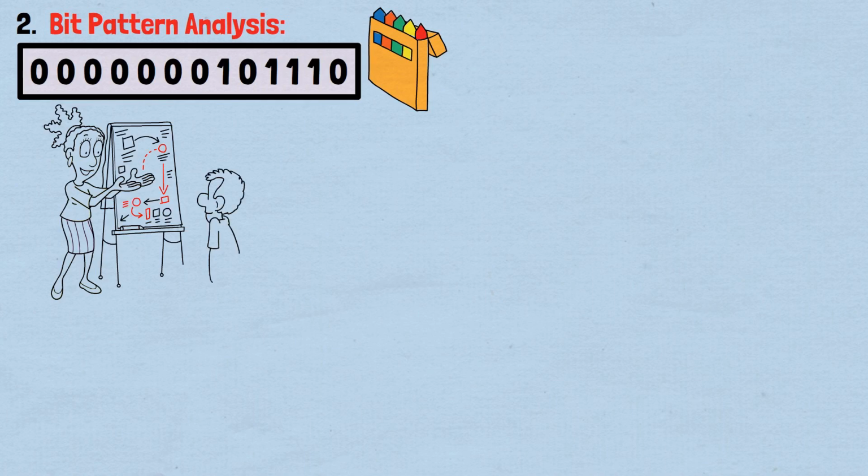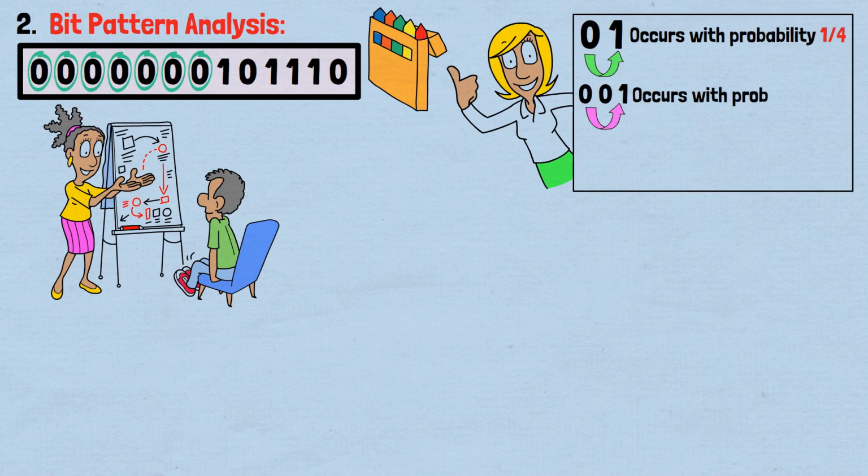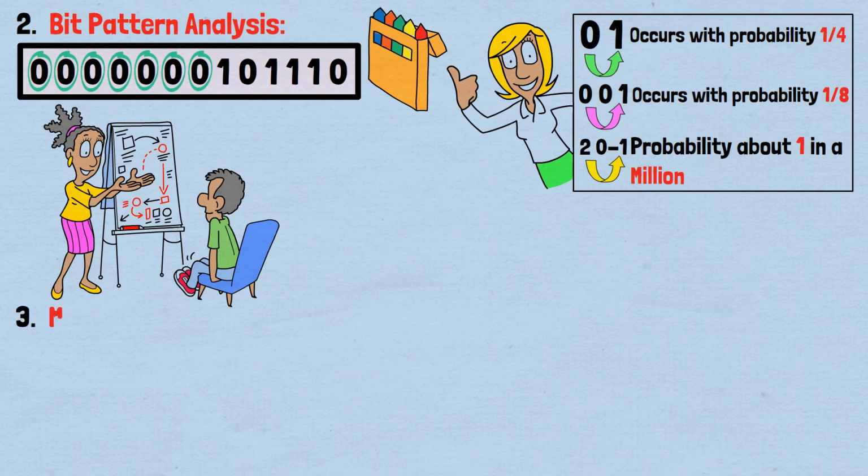2. Bit pattern analysis. Instead of storing the entire hash value, which would be as bad as storing the original items, we look at the bit pattern in the hash. Specifically, we count the number of leading zeros in the binary representation of the hash value. A pattern starting with 0, 1, 1 leading 0, occurs with probability 1/4. A pattern starting with 0, 0, 1, 2 leading zeros, occurs with probability 1/8. A pattern starting with 20 leading zeros occurs with probability about 1 in 1,000,000.